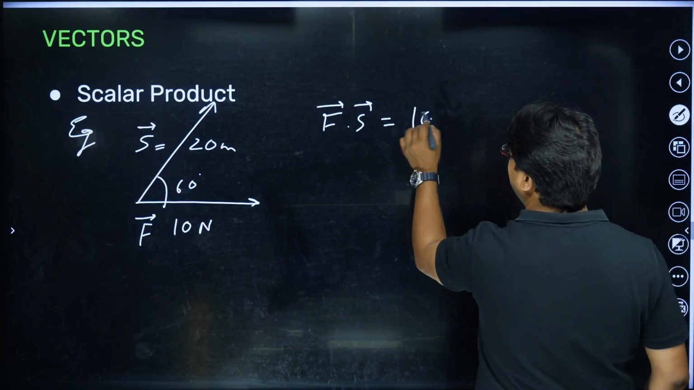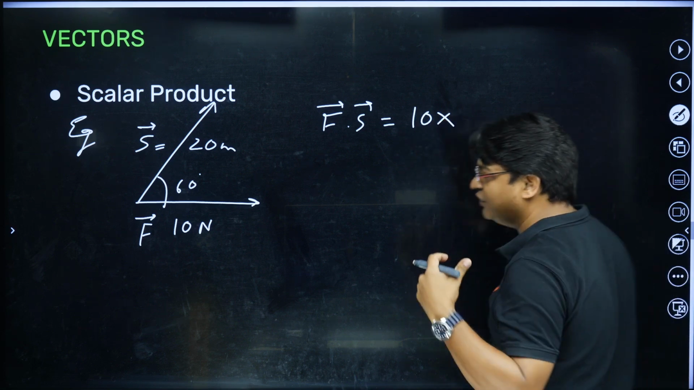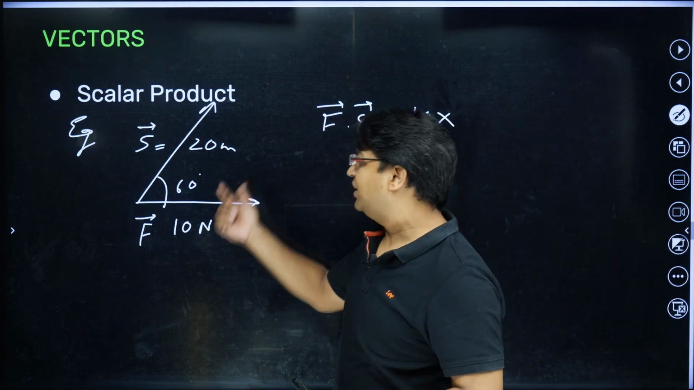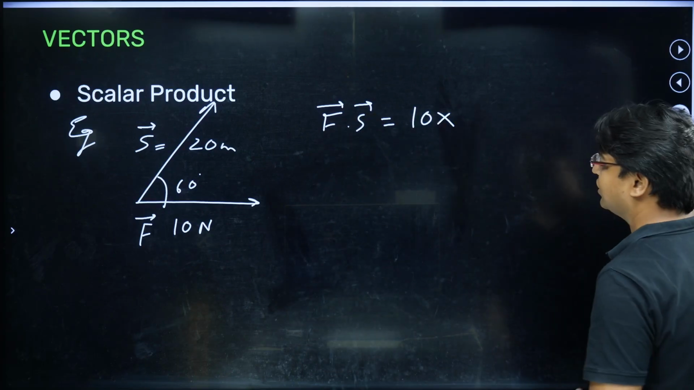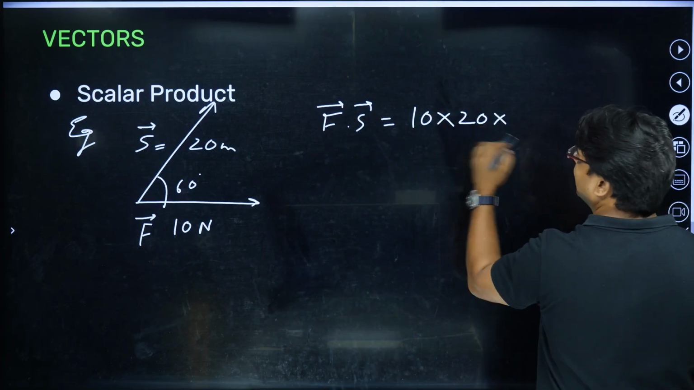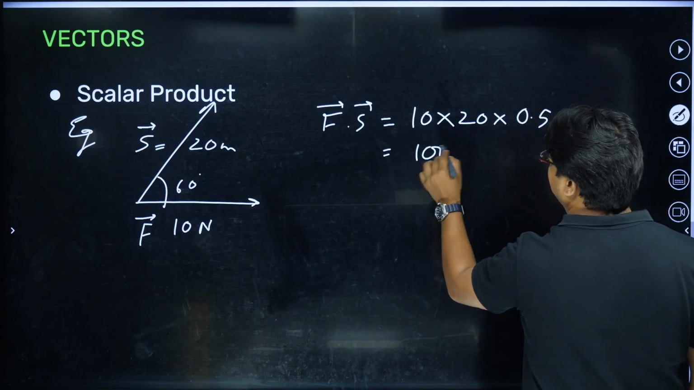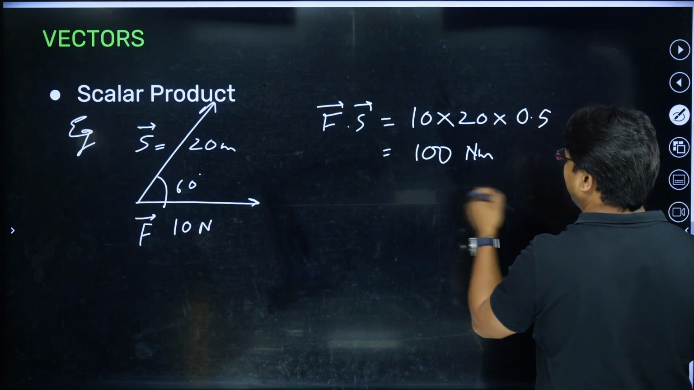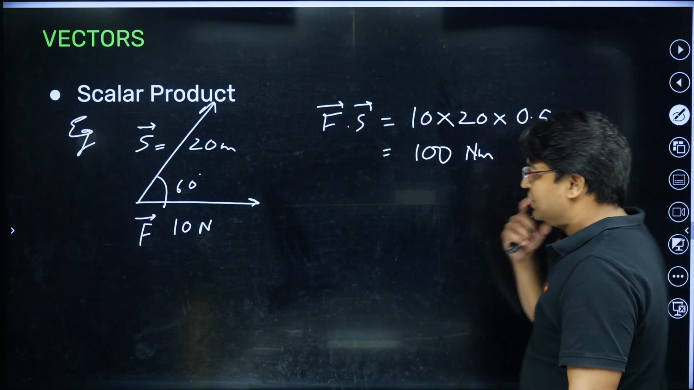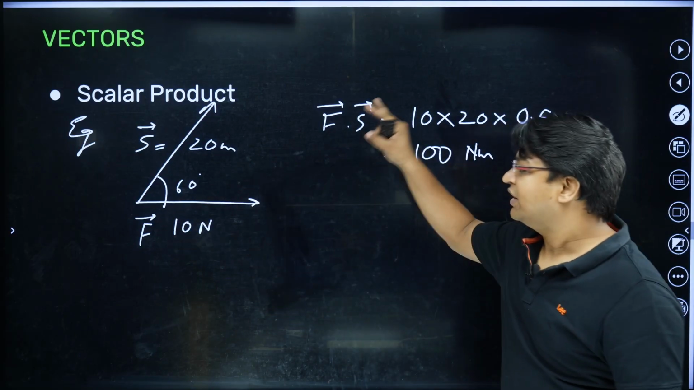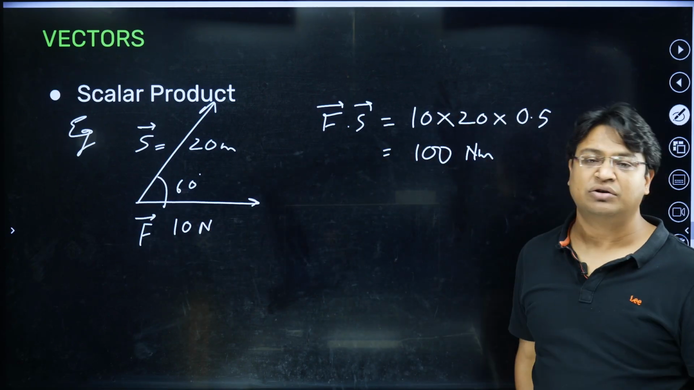It would be 10 into, you can write into, it doesn't matter. When you are multiplying scalar numbers, remember 10 and 20 are scalar numbers, you can use whatever representation you want. So 10 into 20 into cos 60. Cos 60 is 0.5. So this will become 100 Newton into meter. Actually, Newton into meter is called joule, but I will leave it here like this. So when the vectors are given like this, the magnitude is known, the angle is known, this is how we can calculate the dot product.